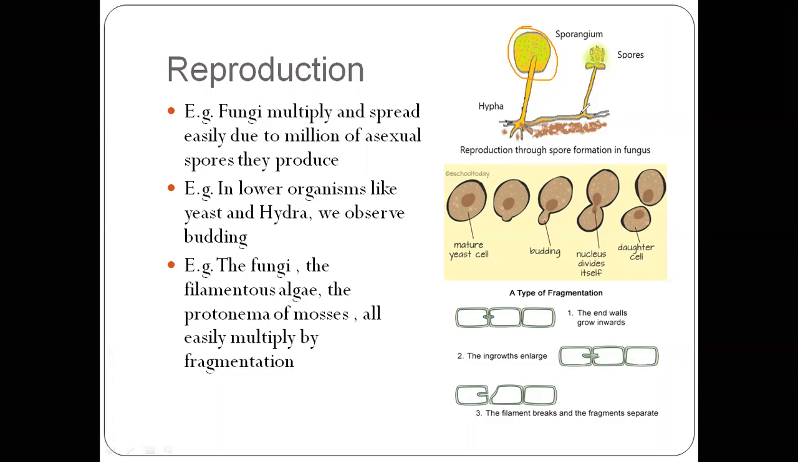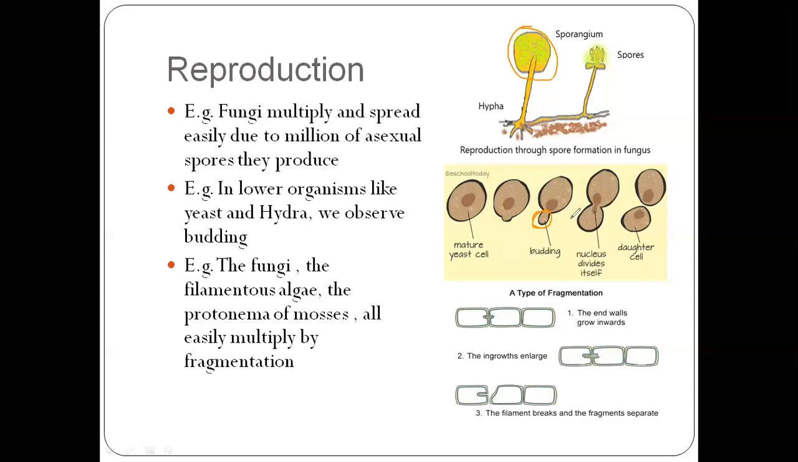If we take lower organisms like yeast and hydra, you can find an outgrowth. Let us take a yeast. The best example here is shown. It's about the budding. What is happening? You can see once the conditions are suitable, the mature yeast cell is there, which starts producing a protrusion. So the protrusion extends out like this. This is formed. This is called budding.